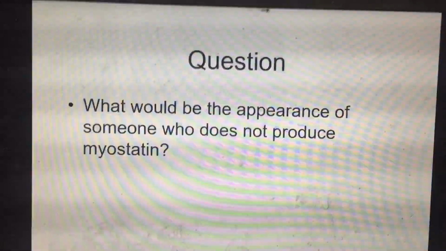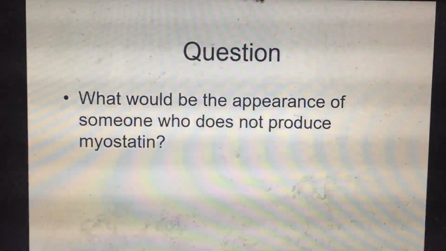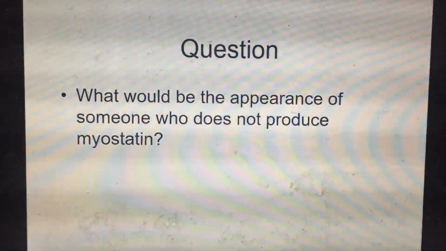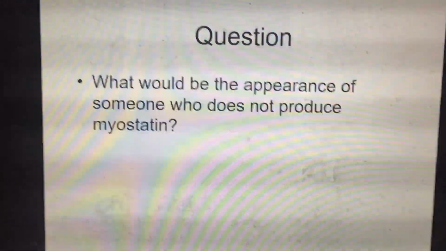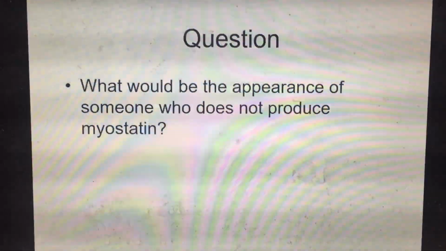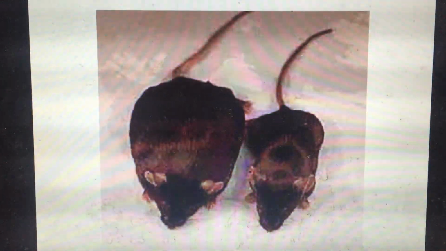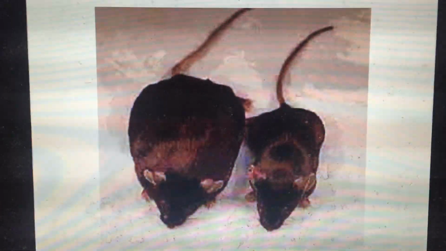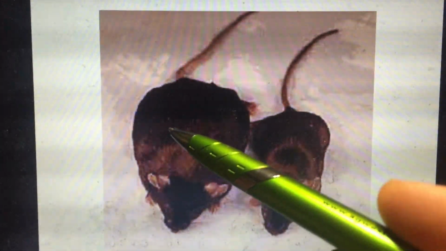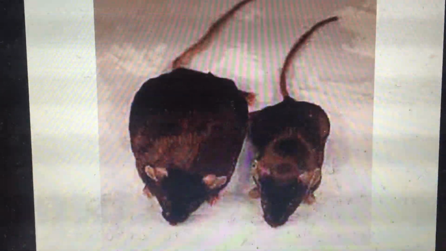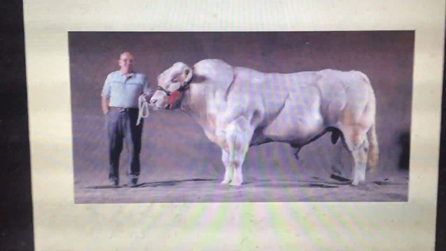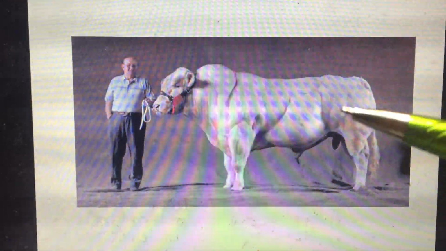So just to review, myostatin blocks the activation of satellite cells, and satellite cells are important for proper muscle protein synthesis and muscle hypertrophy. So someone that has myostatin knocked out will look a lot bigger than normal. So here you have two mice. The mouse on the left here has a myostatin deficiency, and you can see that it is quite a big, scary mouse.